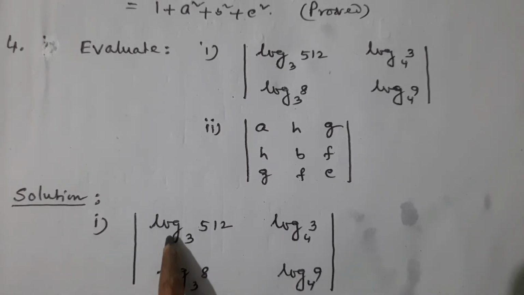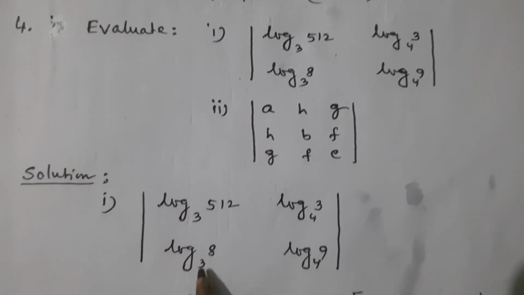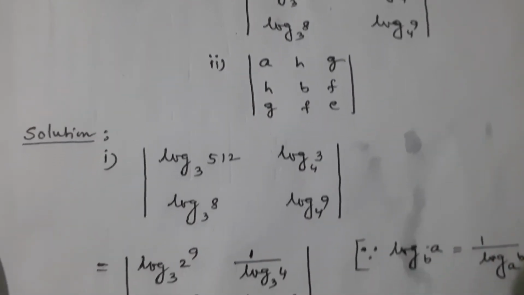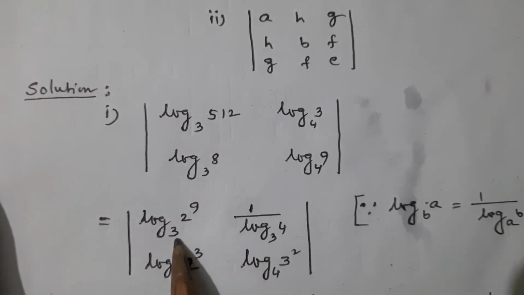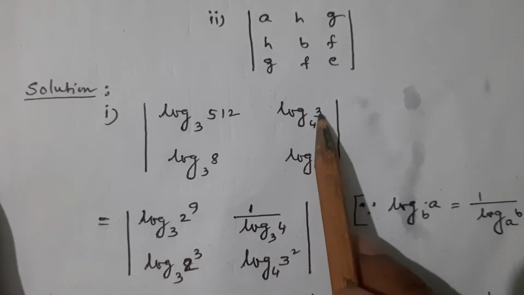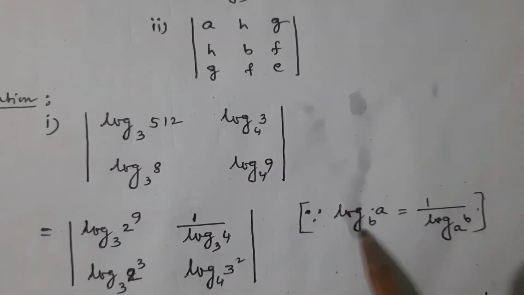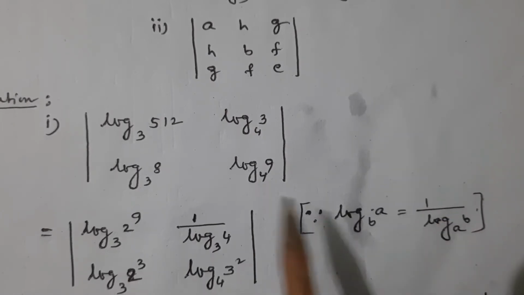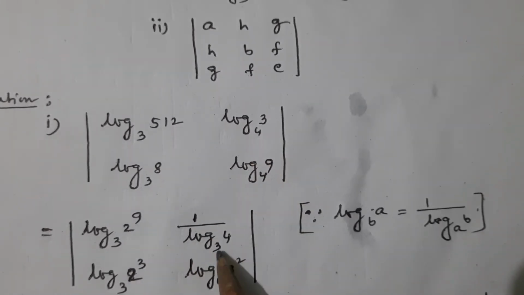The given determinant is log 512 to the base 3, log 3 to the base 4, log 8 to the base 3, log 9 to the base 4. 512 can be written as 2 to the power 9, so log 2 to the power 9 to the base 3. Log 3 to the base 4 can be written as 1 by log 4 to the base 3, since we know that log a to the base b equals 1 by log b to the base a. Base is changed here.